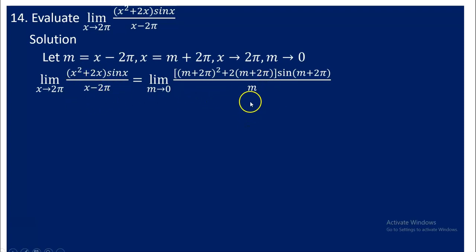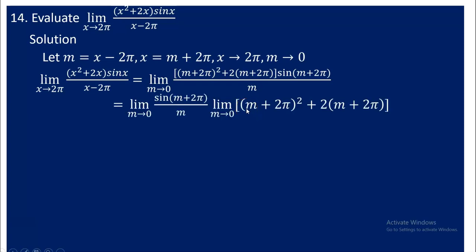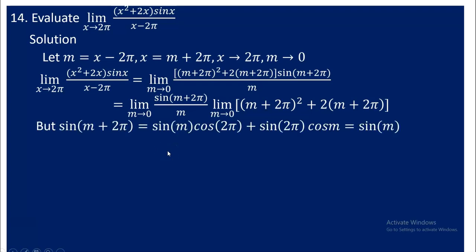Now from this, let's simplify what's going to happen. From this, we can have this one: sine of m plus 2 pi over m, directly taken from this expression, and then m plus 2 pi, the whole squared, plus 2 times m plus 2 pi. You see guys, I have taken this one as you see. Now everything is written as you see, so very simple. What we can do is this one.